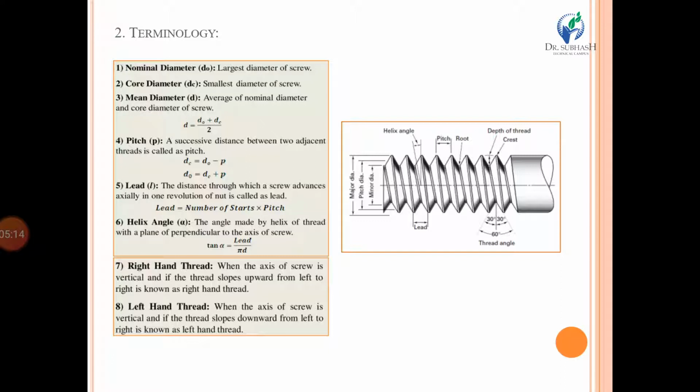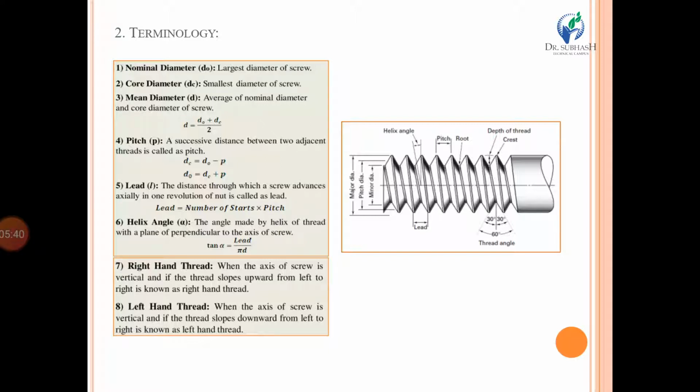That is nominal diameter. Then after that, core diameter or small diameter, which is also a vertical distance measured between two roots of the threads. Once again, the distance you are measuring between two threads should be perpendicular to the power screw axis. Then mean diameter, which is simply the average of outer and inner diameter, so do plus di upon 2.